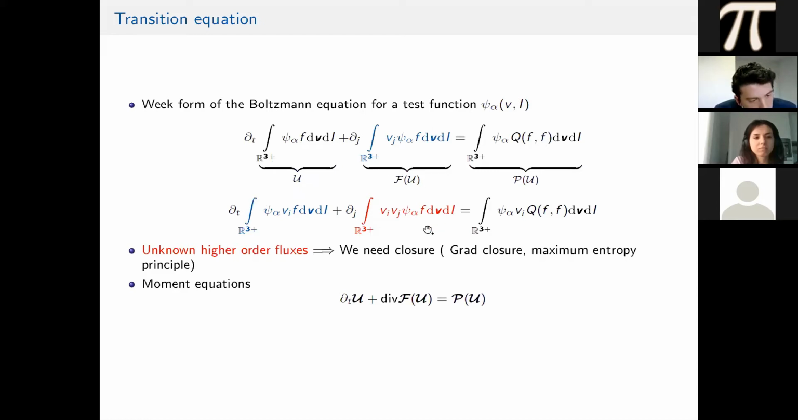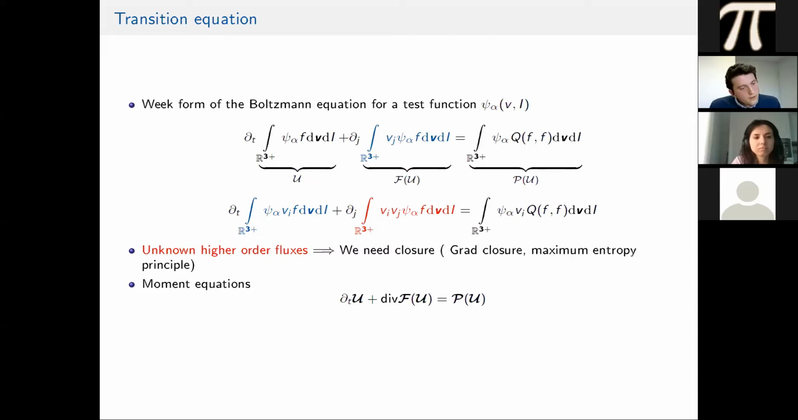And always the question is, okay, after choosing, let's say, 10 test functions, I want to stop. Then you always have one flux that is unknown. So we have higher order fluxes, and we have to close this system if we want to work with it further. So how to close the system? There are some suggested closures, like Grad closure or the maximum entropy principle.